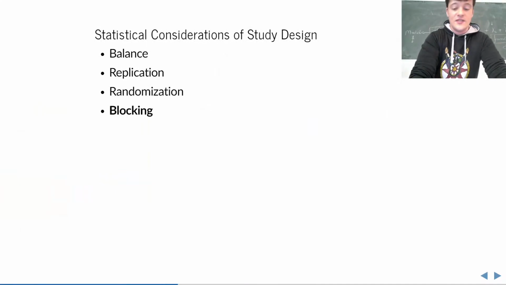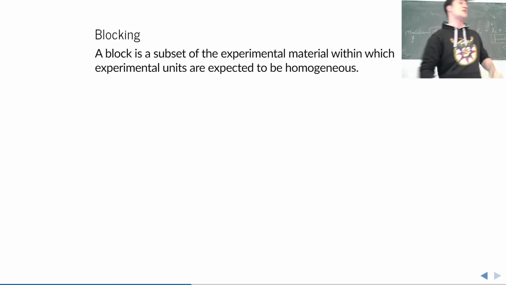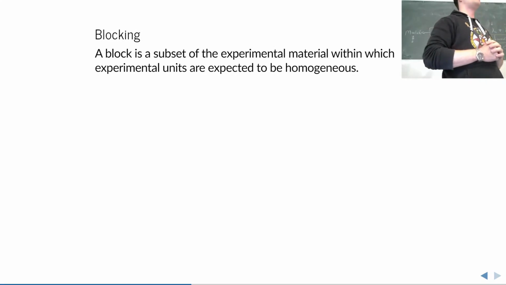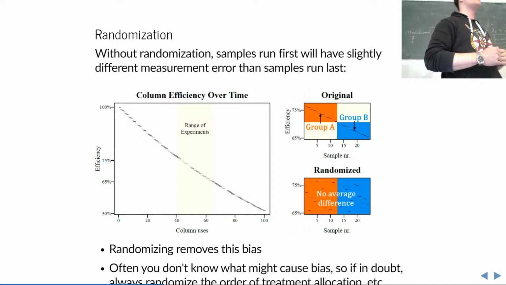Okay, now we get to the interesting part, which is blocking. A block is a subset. Oh yeah, sorry, about the randomization. How did you then randomize? I don't understand how you go from that line to randomize.